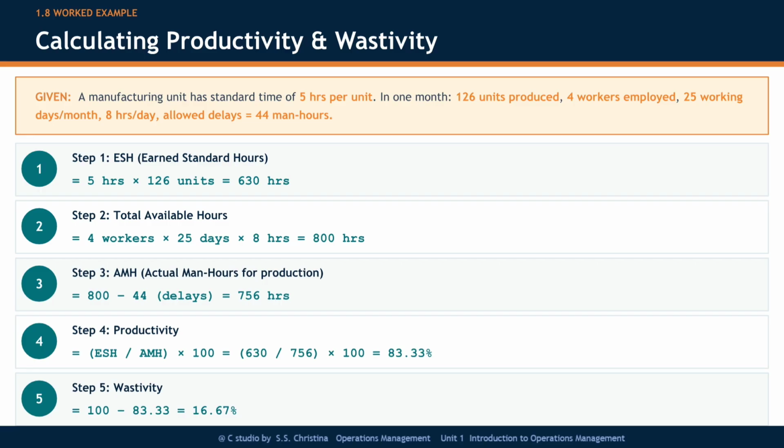Step 2. Calculate total available hours. Workers equals 4, working days equals 25, hours per day equals 8. Total equals 4 times 25 times 8 equals 800 hours. This is the gross available time. Step 3. Calculate AMH, actual man-hours available for production. From the 800 gross hours, we subtract allowed delays of 44 hours. AMH equals 800 minus 44 equals 756 hours.